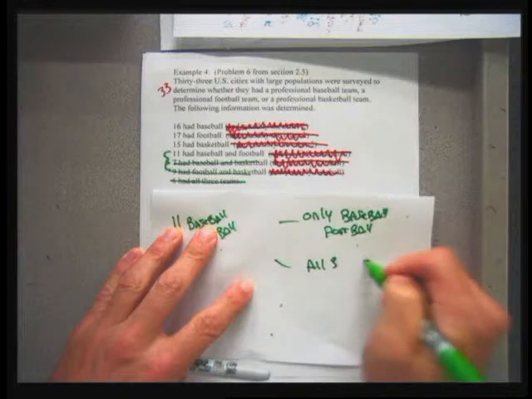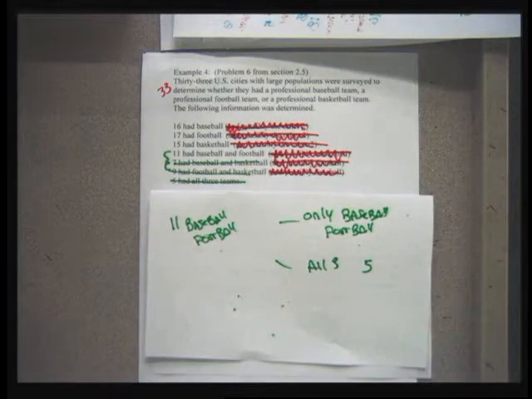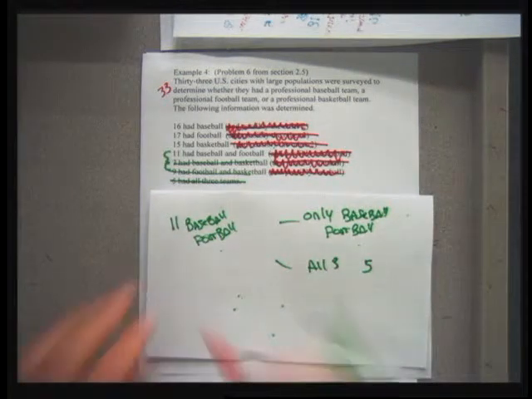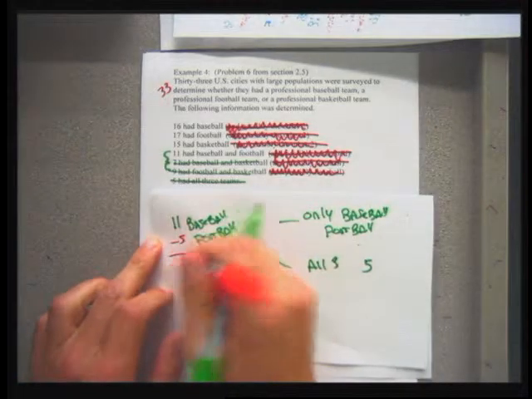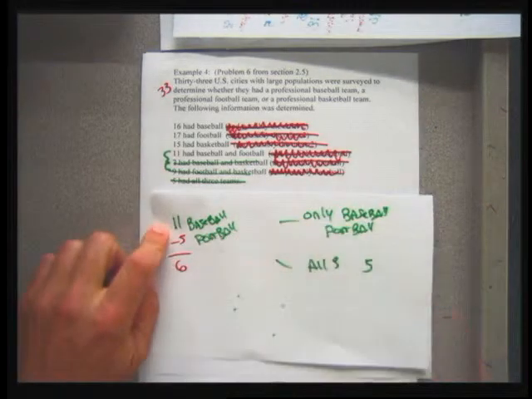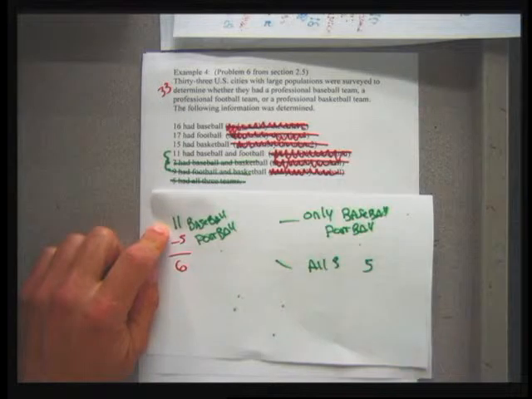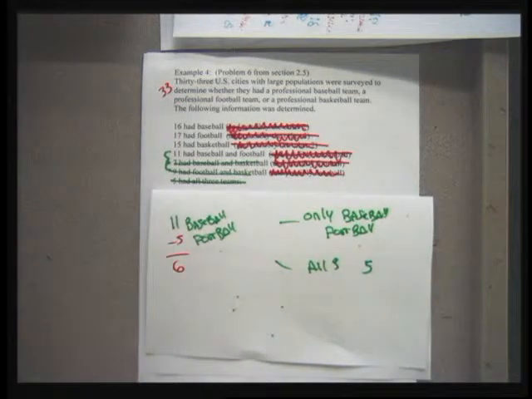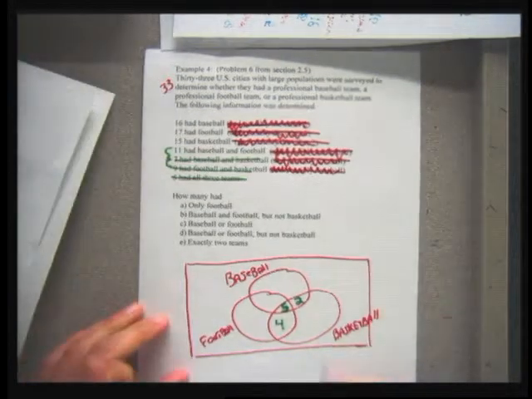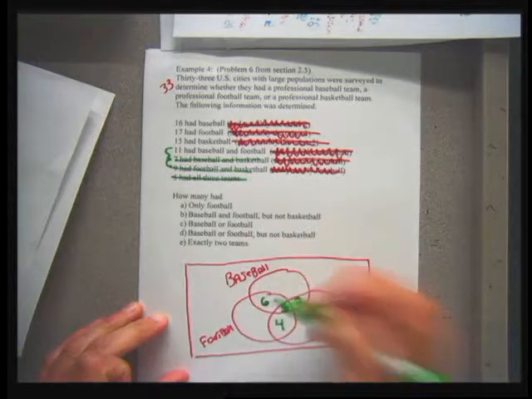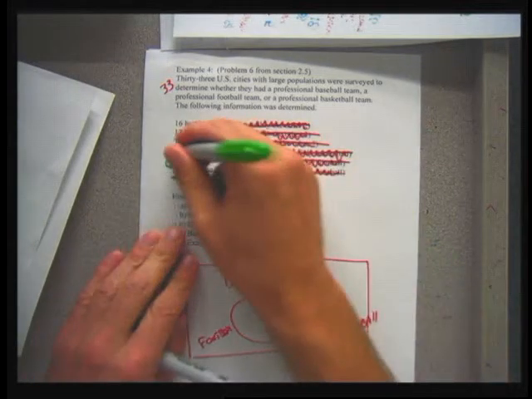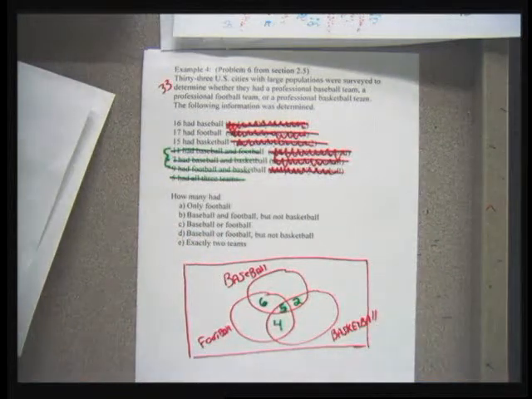And again, I know that 5 had all three, so there weren't 11 cities that had baseball and football. There's only 6 that have only baseball and football, because this is deceptive. When the author says 11 have baseball and football, that counts the cities that only have the 2 sports and the cities that have the 3 sports. And I had to separate that 11 up into the 5 that had all 3, in this case the 6 that only have 2. So I'm going to put a 6 in the region between the baseball and the football. Now I've done that. Now I continue working my way up.